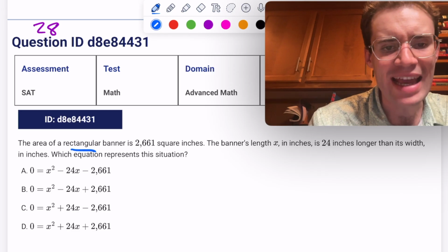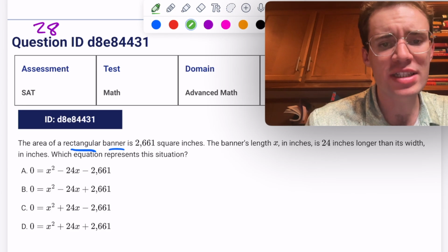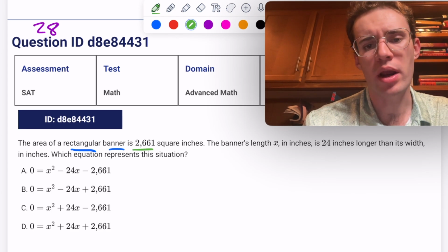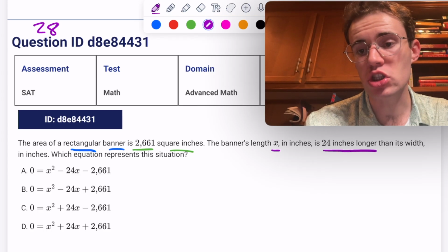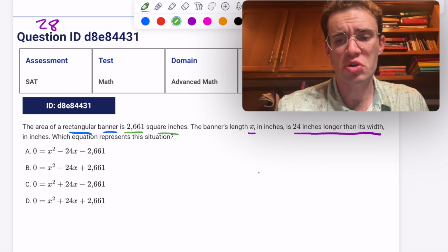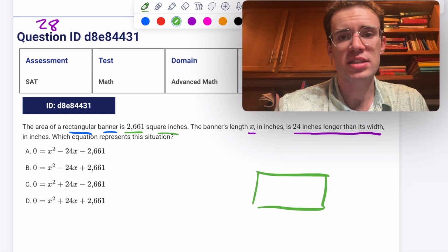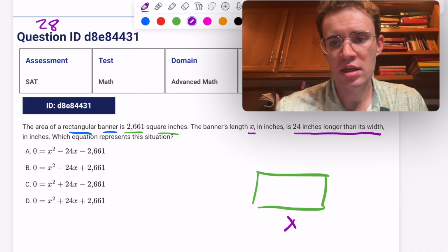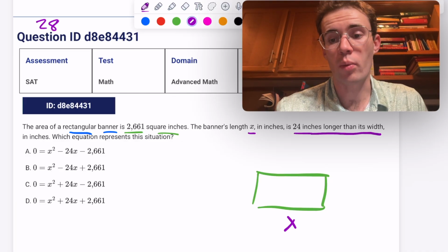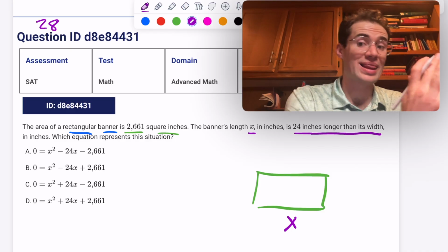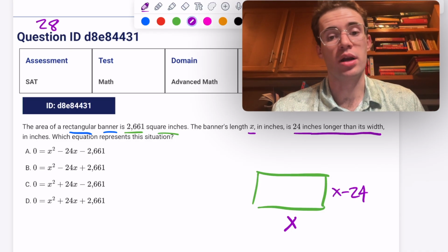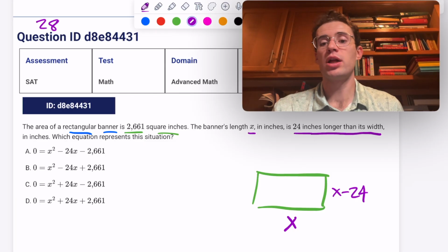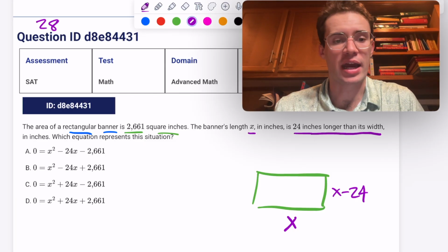The area of a rectangular banner is 2,661 square inches. The banner's length, x, in inches, is 24 inches longer than its width. So just quickly, if we draw this banner, we could say the length is x, and that's 24 inches longer than the width. So the width would be 24 less than x, so x minus 24. You could also, if you wanted to do w, it would be w and w plus 24, but it looks like our answers use that x.